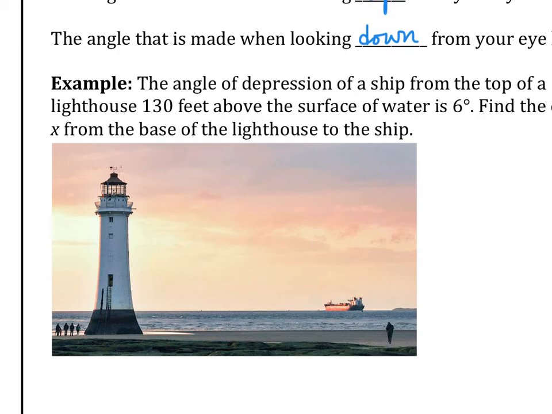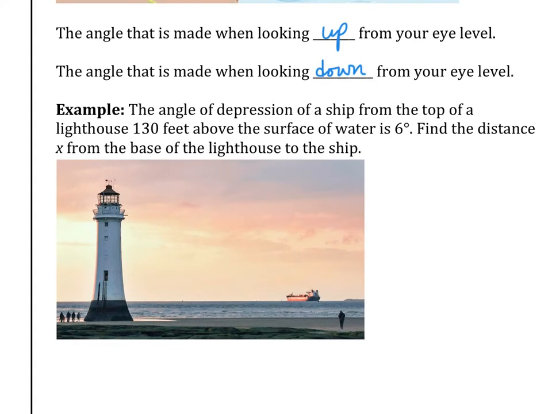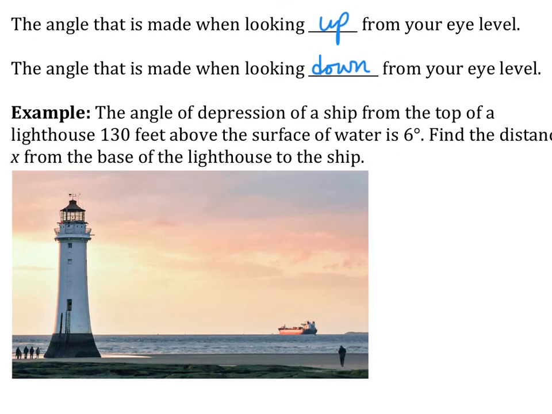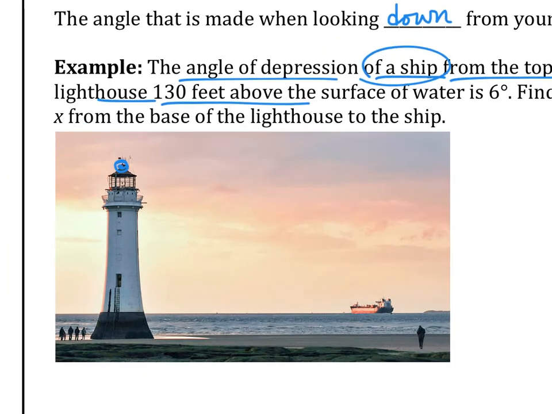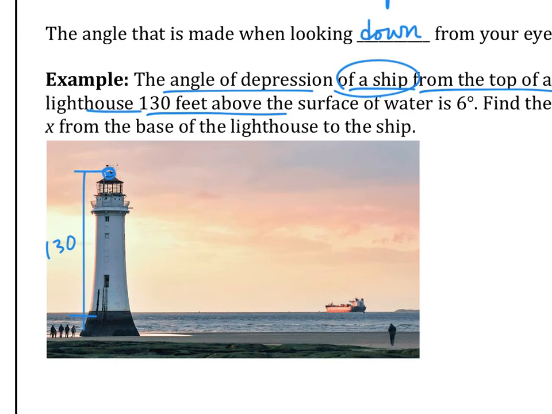Let me show you how to read this question and draw a correct diagram. The angle of depression from the top of the lighthouse. So you're standing here. The lighthouse is 130 feet above the surface of water. So this is 130. Is 6 degrees. All right, so that's the key.